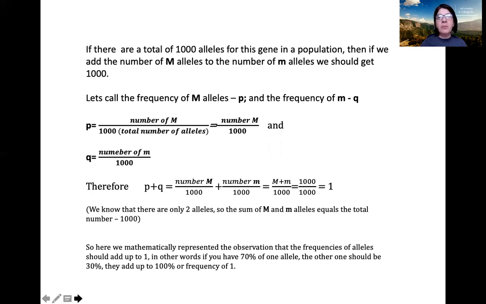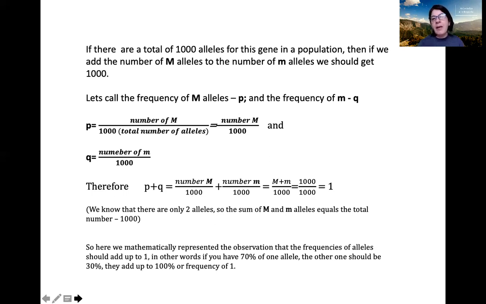So P would be the number of capital M over 1,000, because 1,000 is the total. And Q would be the number of little m over 1,000. Now, P plus Q, if we substitute for what we just wrote, would be the number of dominant over 1,000 plus the number of recessive over 1,000, or big M plus little m over 1,000. Since the total number of alleles is 1,000, when we add big M to little m, we get 1,000 over 1,000, or 1.